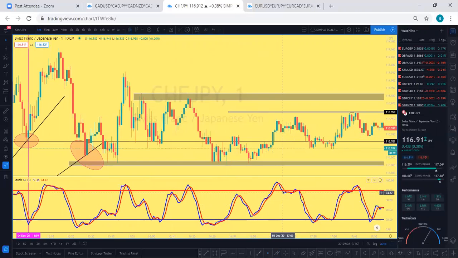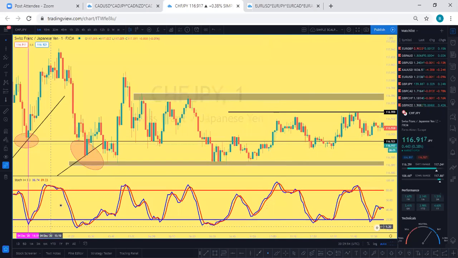So many a time you want to really wait and see the blue crossing the red. And preferably, if it's for a downtrend and you want to sell, you want to see the blue crossing the red and both of them crossing this upper limit line. That is the 80 limit line. You want to see both of them crossing the limit line down. When you see that happening, you can go in for your sell.